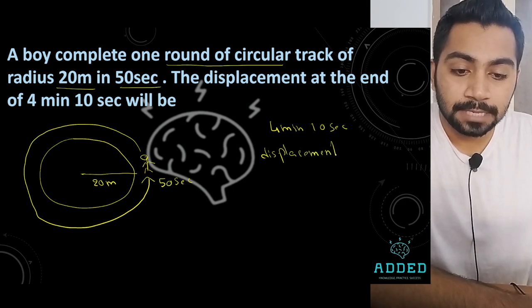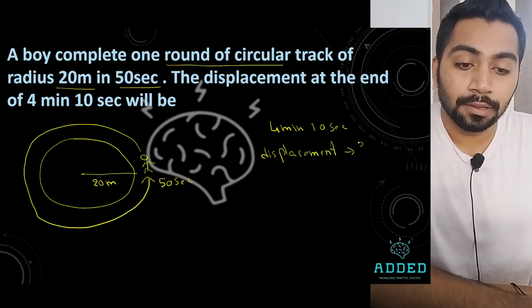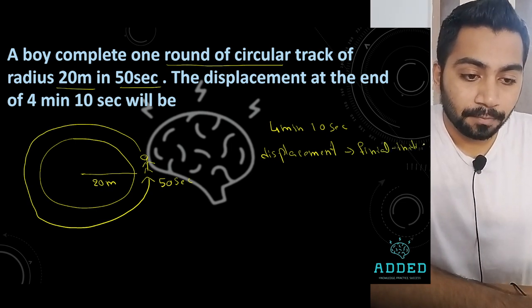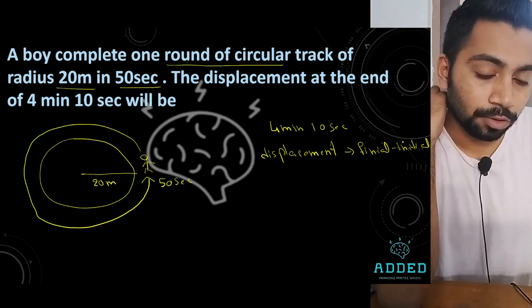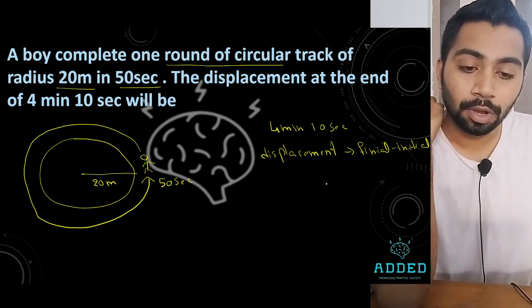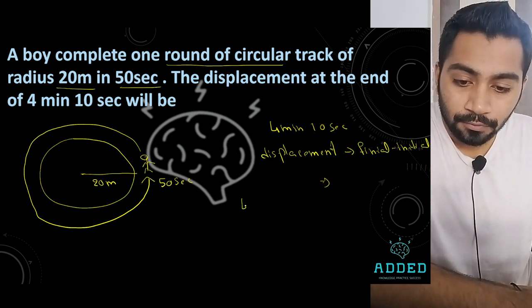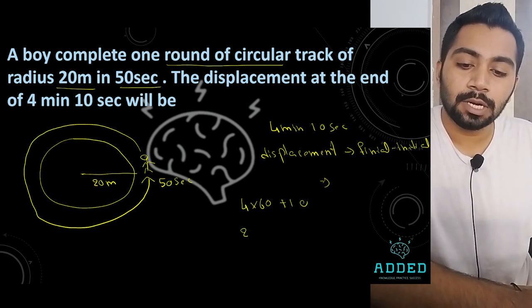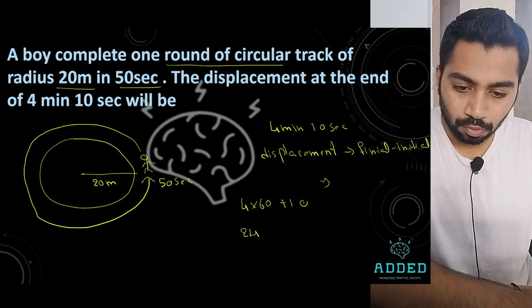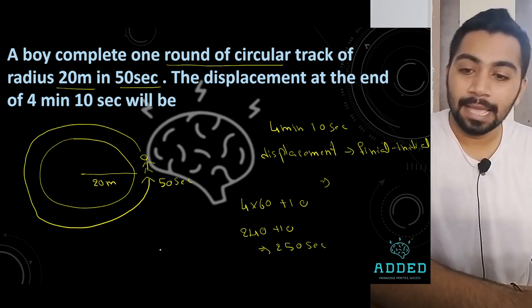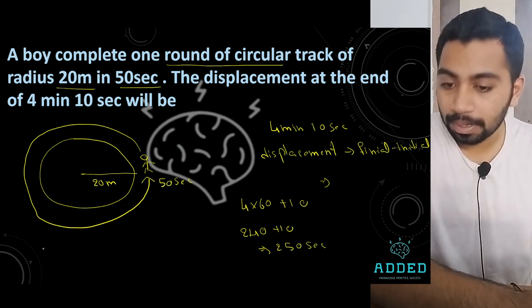Displacement is what? Distance between the initial and final position: final position minus initial position. You can say it is the shortest distance between final and initial. Now, let us write this all in seconds. 4 into 60 plus 10: 4 sixes are 24, so 240 plus 10, which equals 250 seconds. I think many have got their answer, but let's go through it once more.